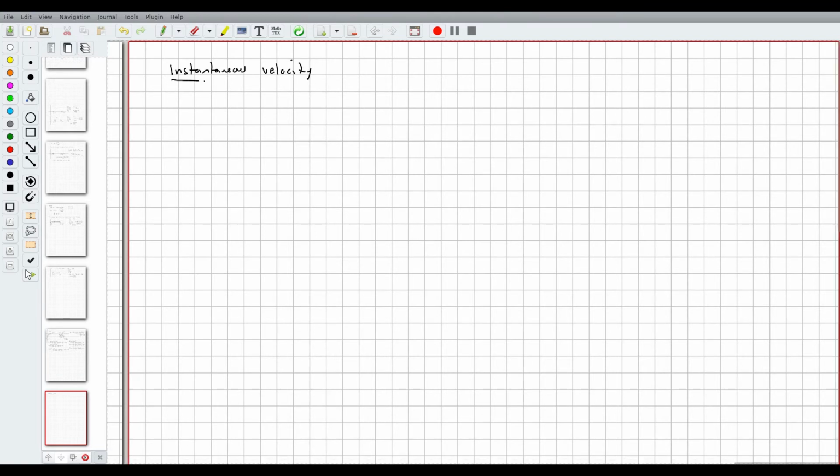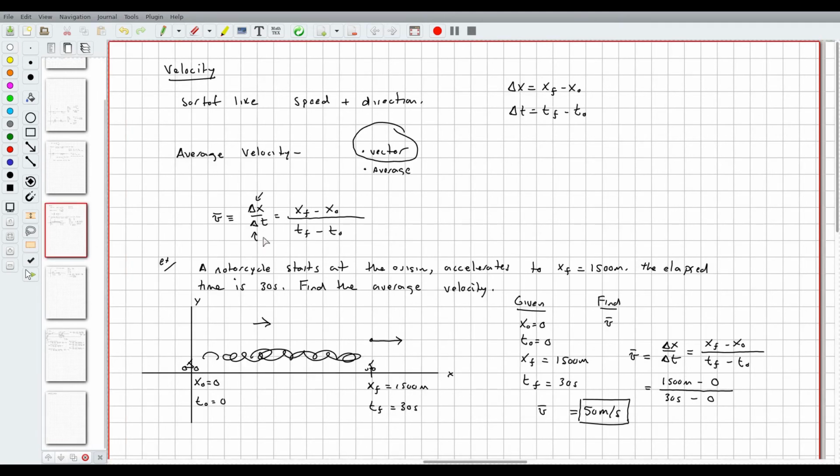Now, average velocity is useful in some regards, but the thing that's really useful in physics is being able to ask the question, what's the velocity of something at any given time? See, average velocity has got some issues.